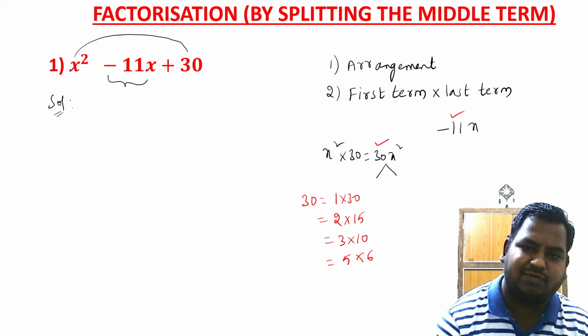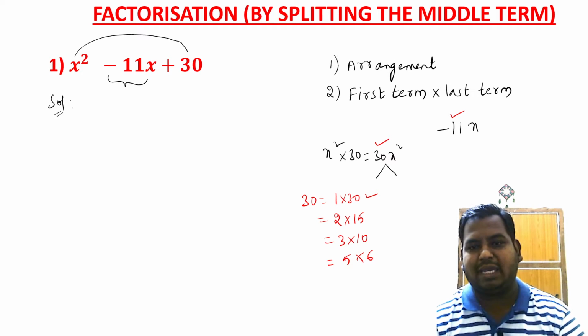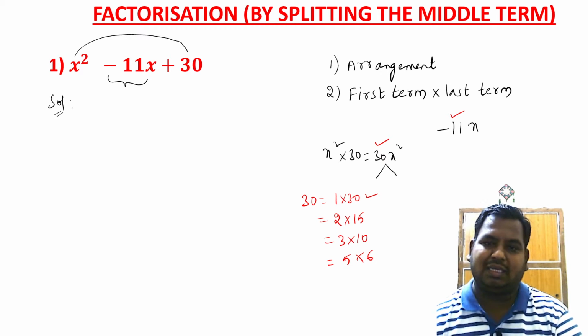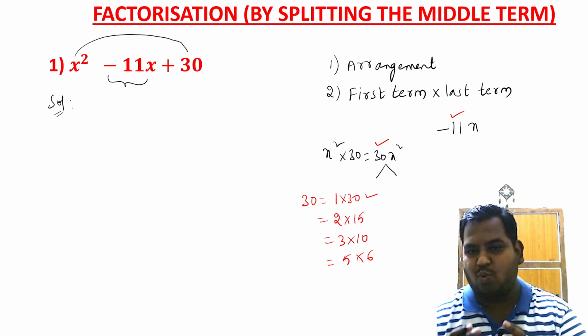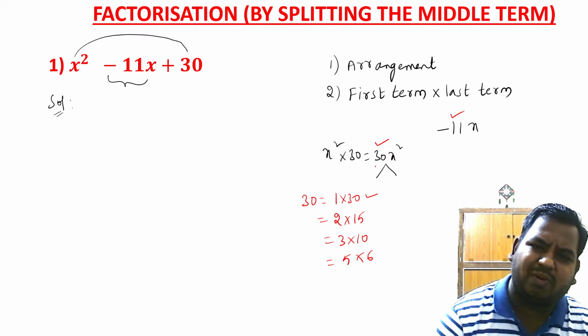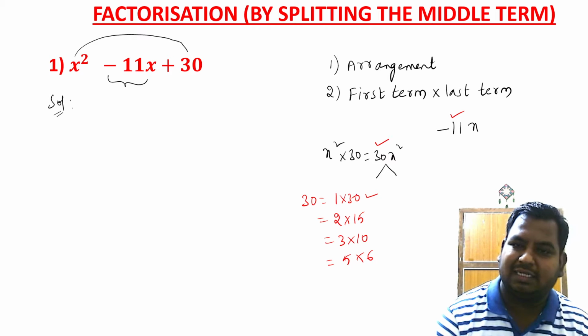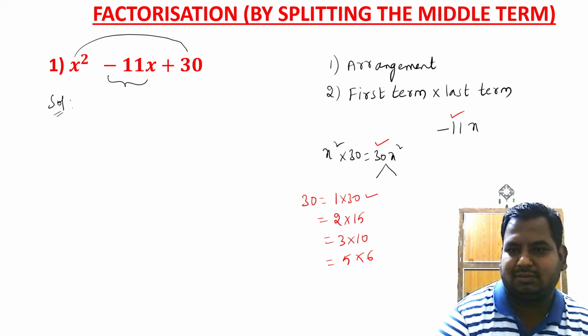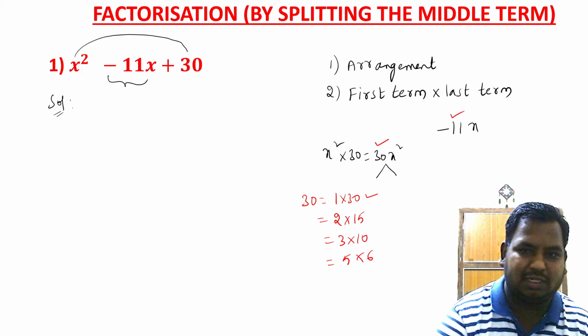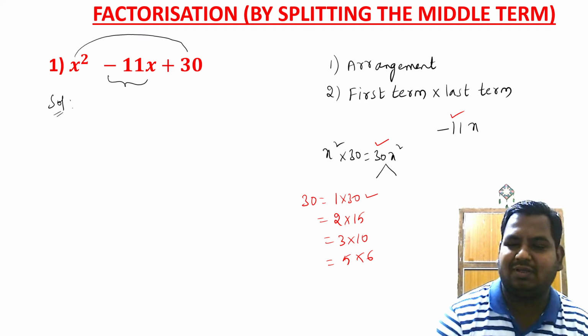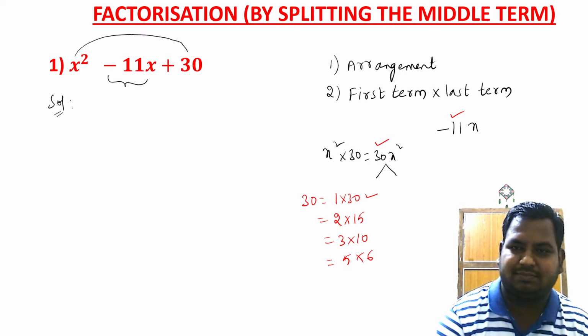Now let us look into the first pair, 1 and 30. Am I getting 11 either by adding 1 and 30 or by subtracting? 1 plus 30 is 31. 1 minus 30 is minus 29. I am not getting 11. Actually, I have to get minus 11, but let me consider just 11.